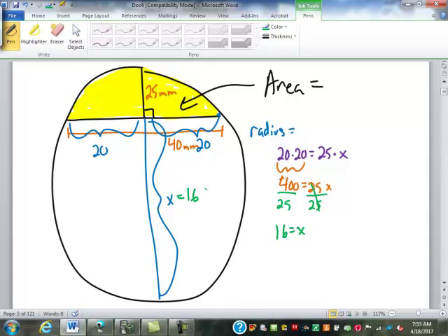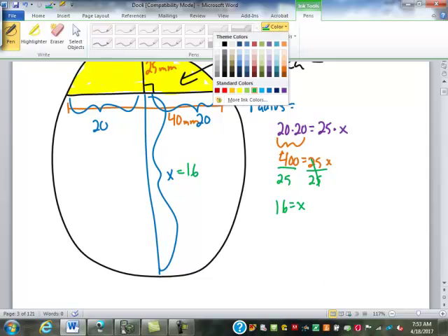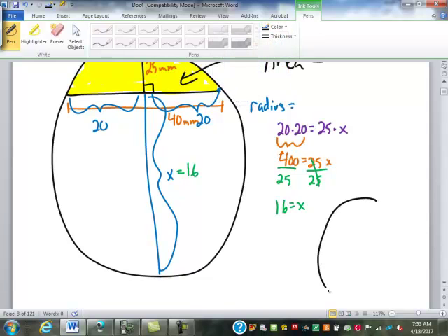Can anybody tell me what's off in this picture? Well, it's not drawn to scale, obviously. But if that's 25 and this is 16, that means this segment looks like this. This is the 40, here's the 25, and here's the 16, right?